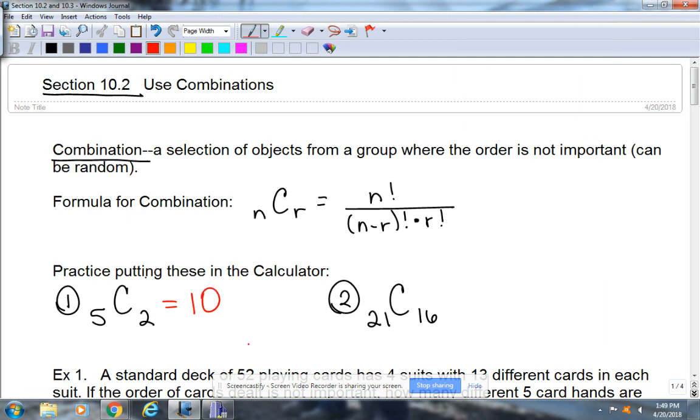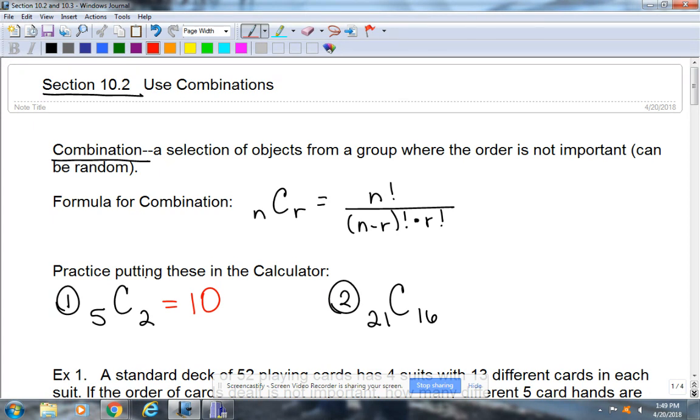Now these numbers are going to be smaller than when you have a permutation because you're dividing by more in your denominator in the original formula. So like I said, I'm not making you do the formula. We're putting it in a calculator, moving on with our life. Okay? So y'all practice that one, then I'll practice it. 21C16. 21 items. We got a combination. We're choosing 16 of them. Type that in and see what number you get.